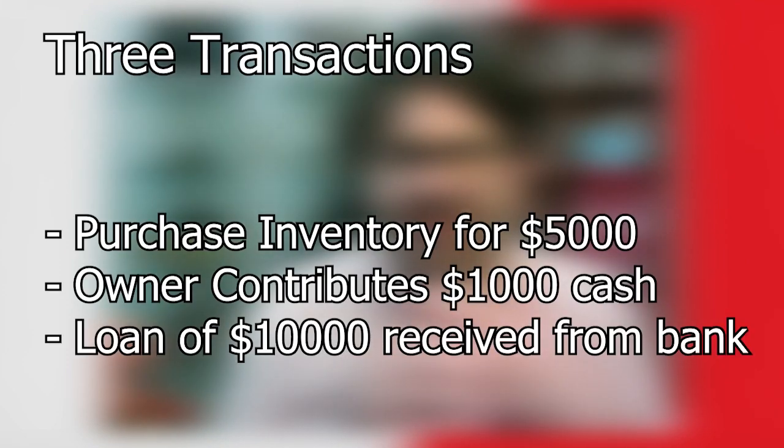So on the screen now, I've got 3 transactions. They're very basic. These are very bare bones. The first is we purchased inventory for $5,000 cash. So we used our cash to buy inventory. The owner contributed $1,000 cash. And lastly, we received a loan of $10,000.